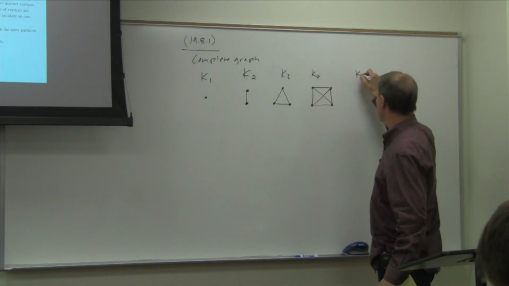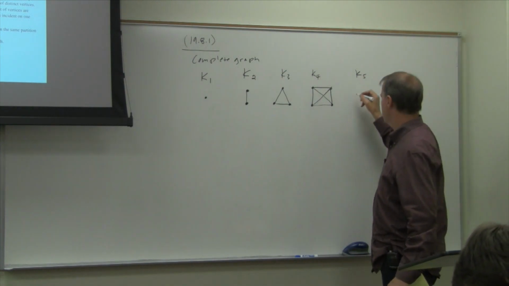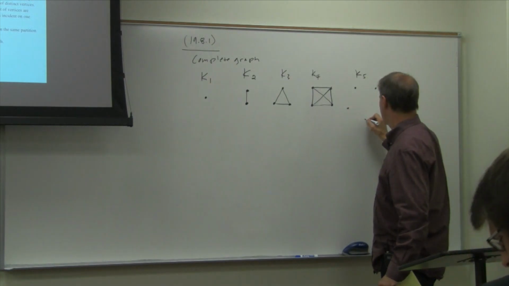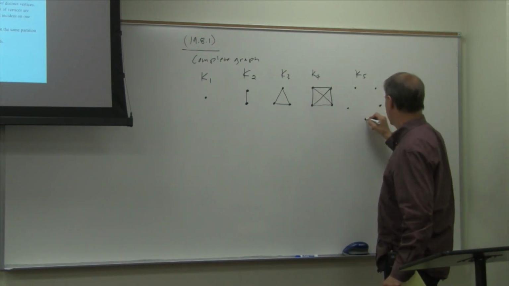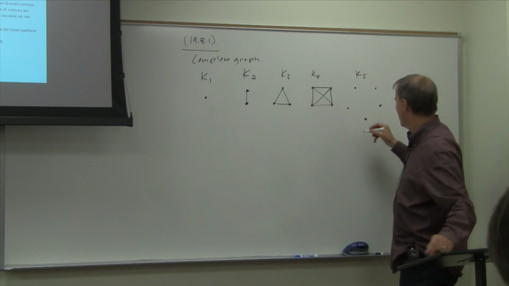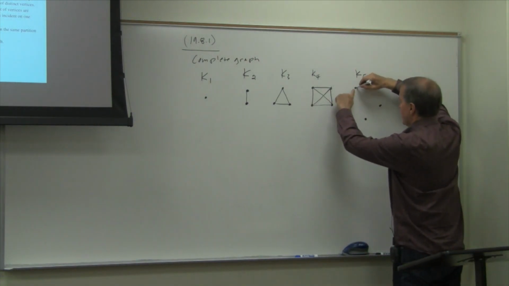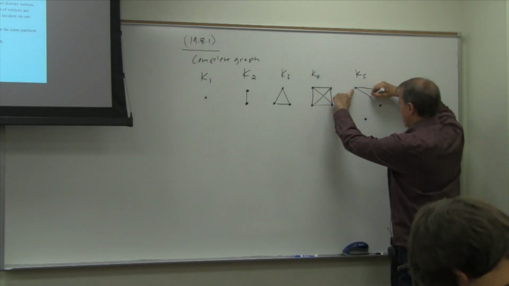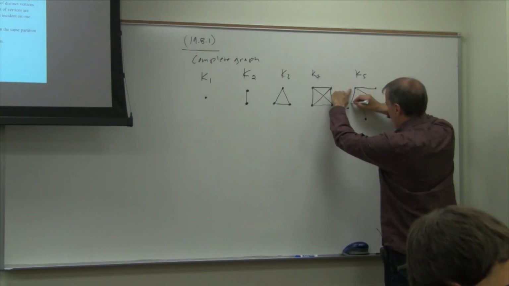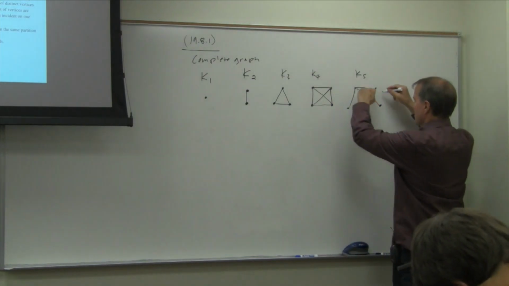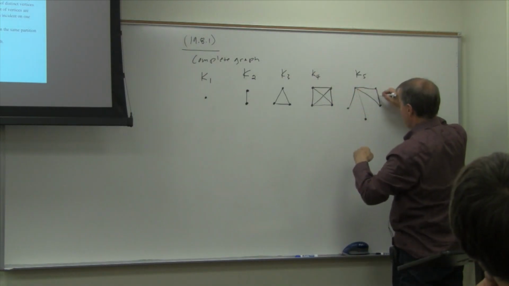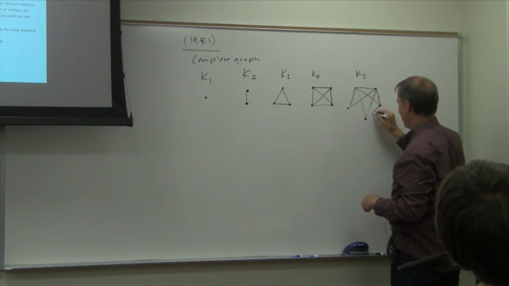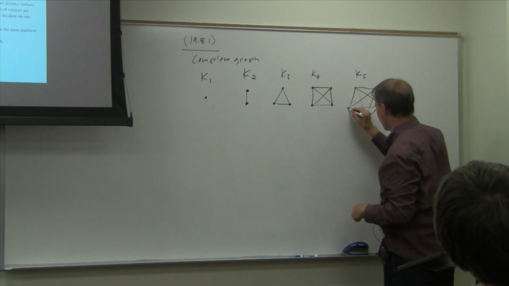And what does K5 look like? Okay, it's a pentagon. There's a line everywhere. Okay, so let's do them systematically. So this is K5, right? Now watch this. 1, 2, 3, 4. Are you with me? And this one is what? 5, 6, 7, 8, 9, 10.